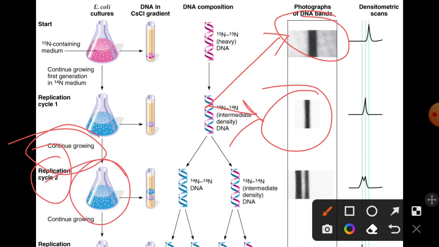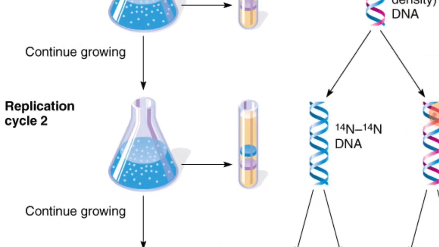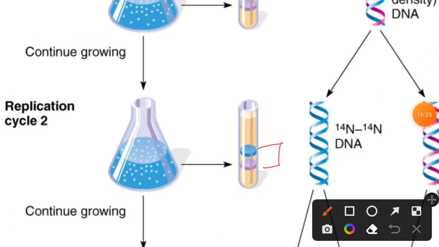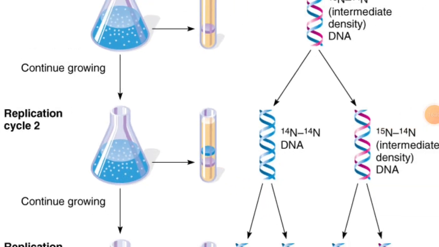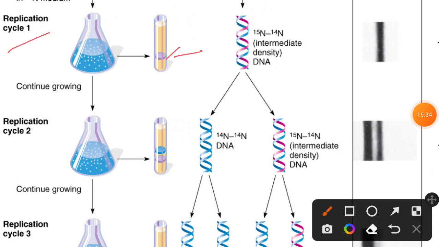Now let's look at what they got after the second generation, or replication cycle 2. Here they have got two bands. One is in exactly the same position that they got after replication cycle 1, and another one is in a lighter position. What does it mean? Now let's try to think about this.